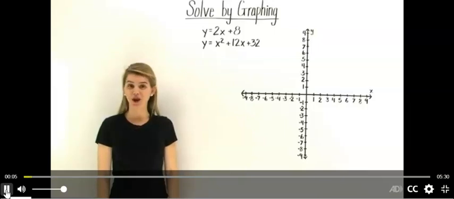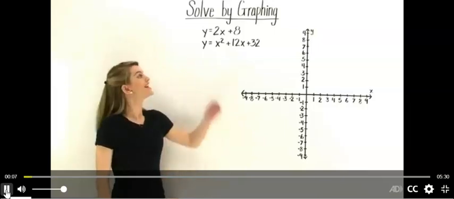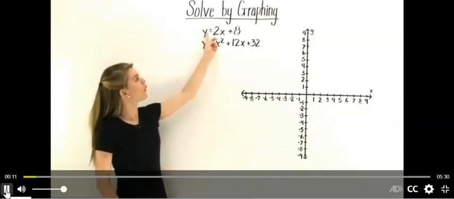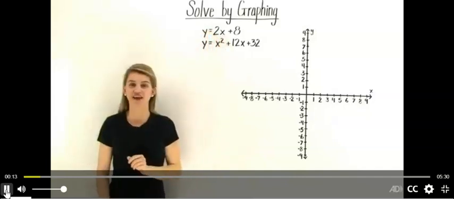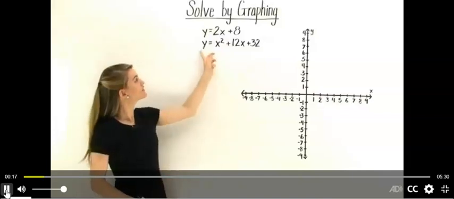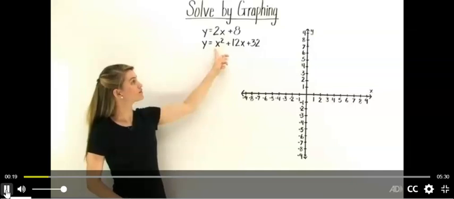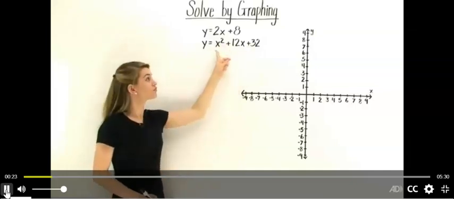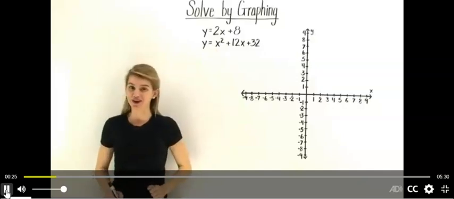Solve the system of equations by graphing. Here, we're given two equations. Our first equation is y is equal to 2x plus 8. Notice that's just a linear equation. Our second equation is y is equal to x squared plus 12x plus 32. This x squared tells us this is a quadratic equation.